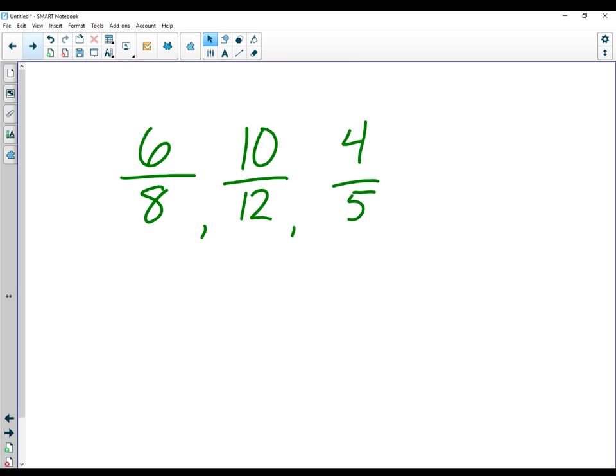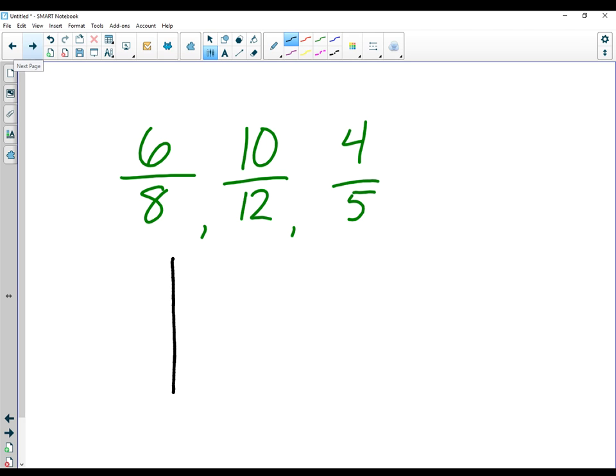Let's look at another example. I have 6/8, 10/12, and 4/5. When I try to use benchmarks, I realize 6/8 is greater than 1/2, 10/12 is greater than 1/2, and 4/5 is greater than 1/2. So I'm going to use another strategy.